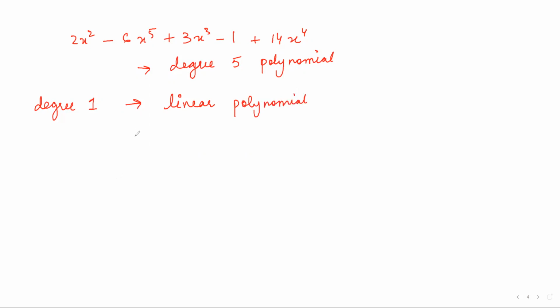Degree 1 is called linear. An example of a linear polynomial is 2x plus 3. So the highest power of x is 1, right? Degree 2 will be known as a quadratic polynomial. One example can be 4x square plus 3x plus 2, right? The highest power of the variable is 2.